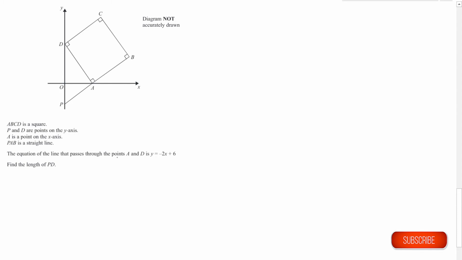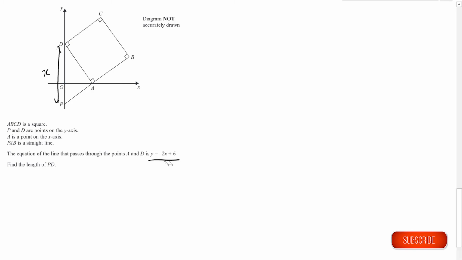The equation of the line that passes through A and D, so this line here, coming down here, is given by y = -2x + 6, and they want you to use that knowledge with the knowledge that this is a square and this is a straight line to work out this distance here, which I'm going to call x. Okay, so the reason this question is going to be difficult is because they've given us a minimal amount of information for us to use, and they haven't told us where the starting point is or any of that.